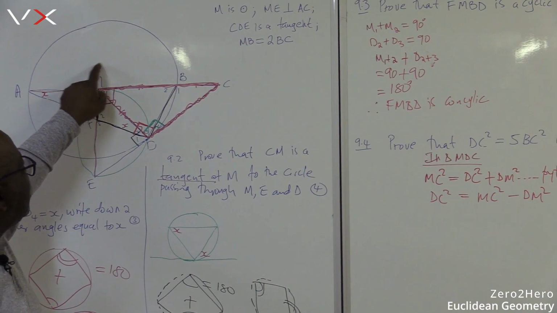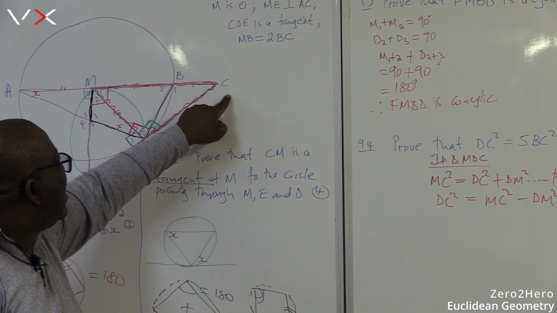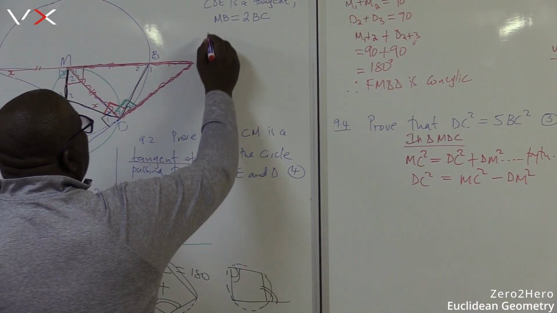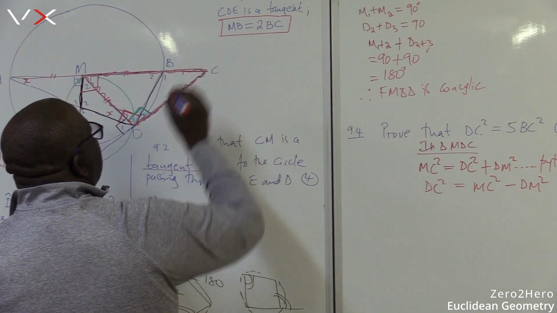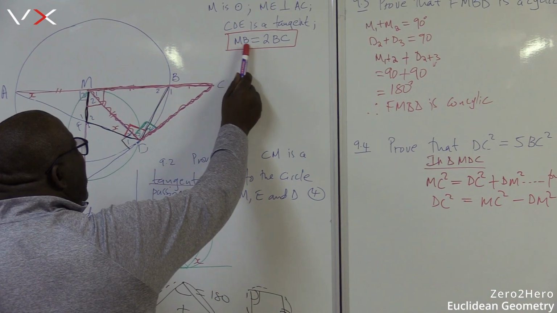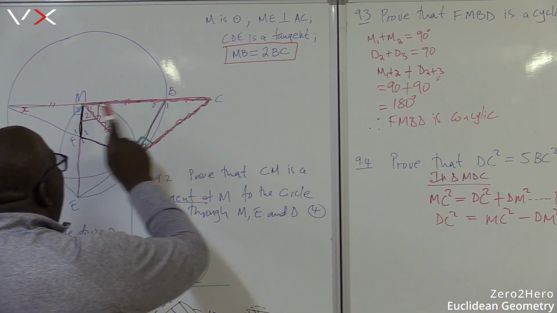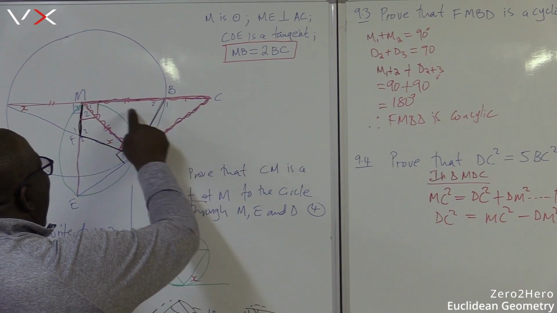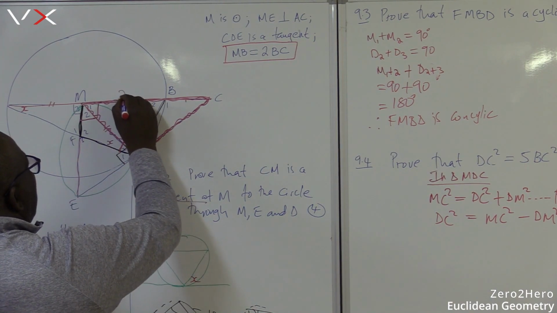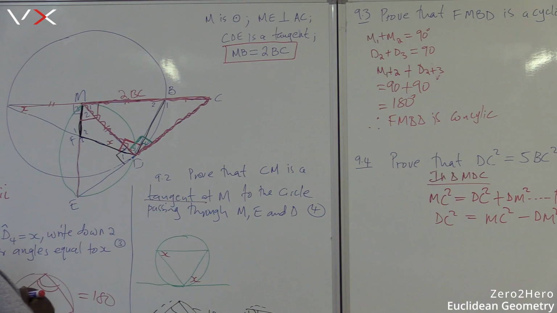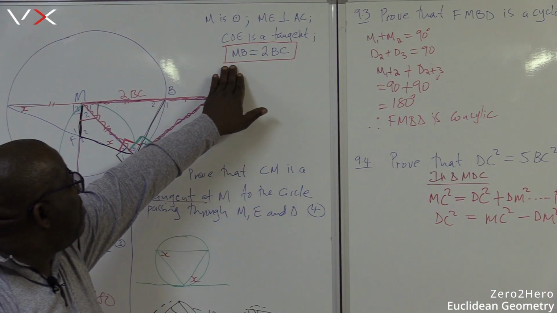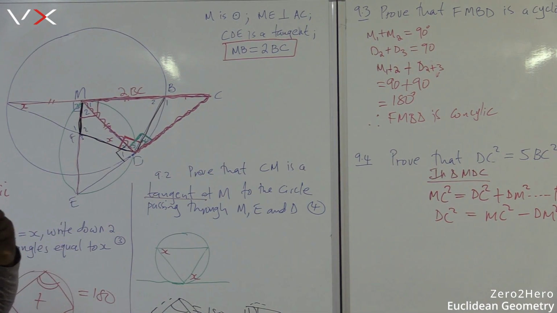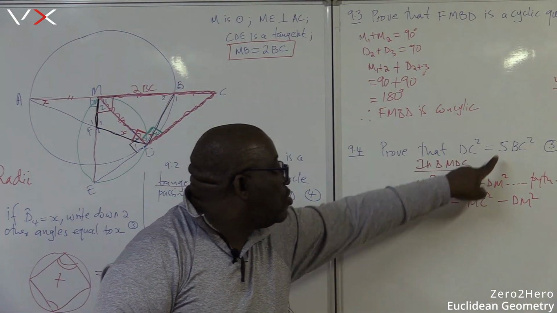Where is MC? This is MC. Can I express MC in terms of BC? Okay, now watch here. Look at this given here. What is this saying? MB is equal to 2 BC. So if this is BC, MB will be how many BCs? It will be 2 BC and 1 BC. Right? MB is equal to 2 BC. Where there is MB, you can put 2 BC there. That's the distance there.